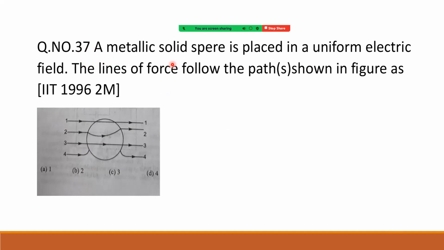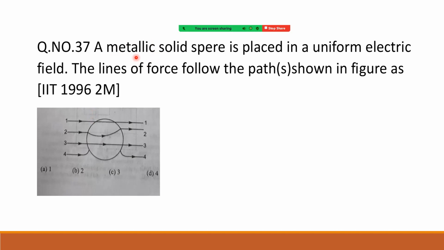A metallic solid sphere is placed in a uniform electric field. The lines of force follow the paths shown in the figure. This is given in 1996 for 2 marks. See here, what is the key point? It is given metallic, right?